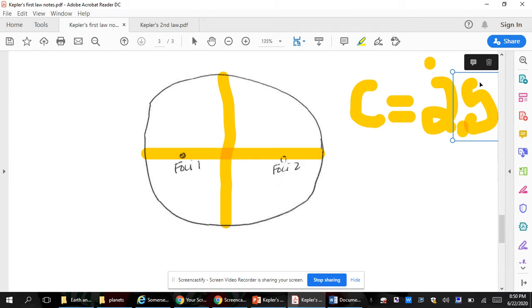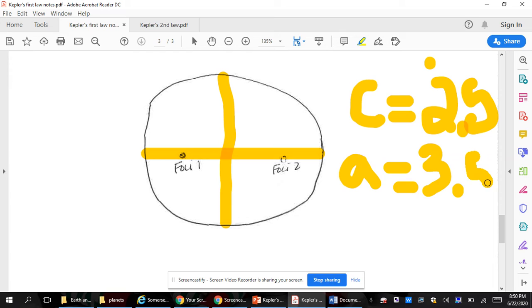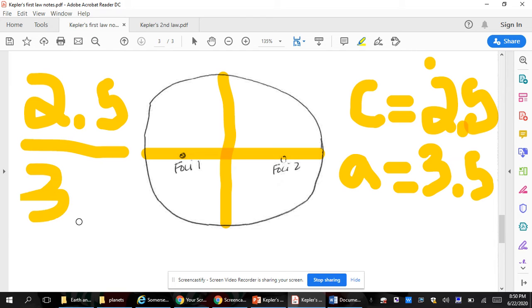2.5. Now we need to find the value of A. A, you measure from the center to the end of the ellipse. And that's about 3.5 when you do it on your paper. So eccentricity is C, which we already measured was 2.5, divided by A, which is 3.5. Then once you divide those out, this gives you a value of about 0.71.